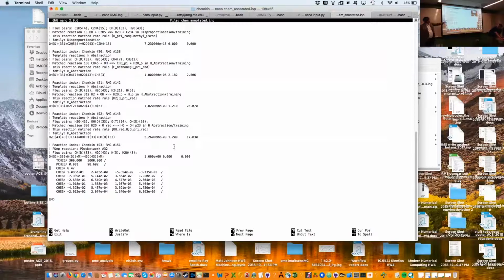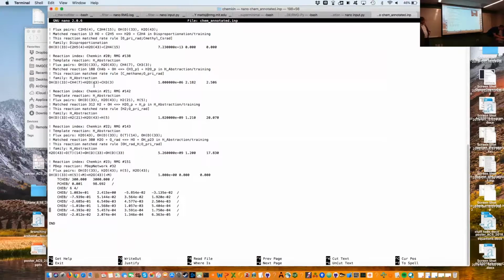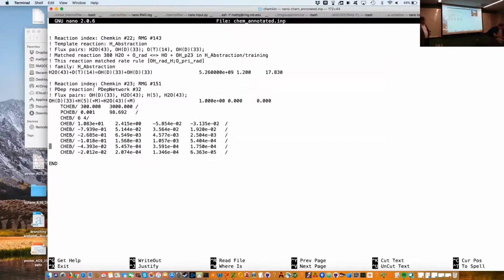Go back. Can you make it bigger? I'm not sure in nano. How do you do that in nano? Well, you have to modify your terminal. Okay, bigger font size. Yeah, that was control shift. All right, there you go.